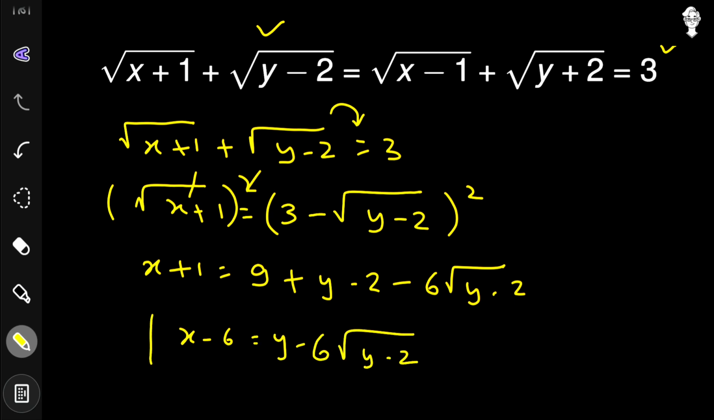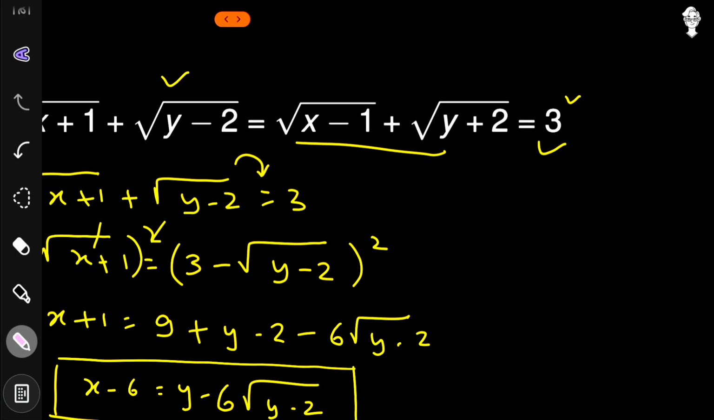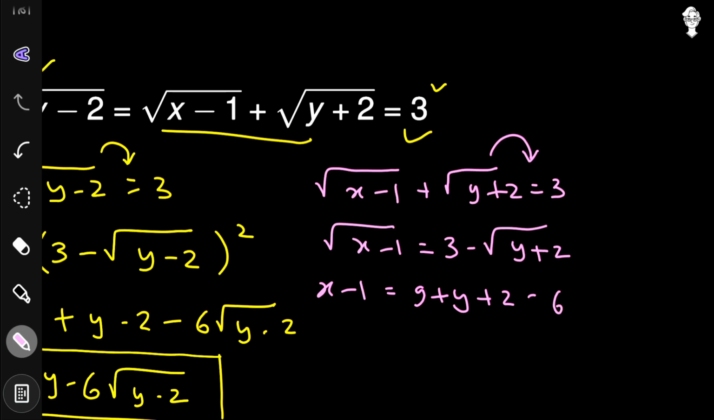So now I will keep this equation as it is, and now we'll compare this second thing is equal to 3. So the second one is square root of x minus 1 plus square root of y plus 2, and this thing is going to be equal to 3. Now we'll again shift this thing over there. So square root of x minus 1 is going to be equal to 3 minus square root of y plus 2. Now we'll square both the sides. So x minus 1 is going to be equal to 9 plus y plus 2 minus 2 into 3, 6 times square root of y plus 2. So now let us adjust the terms. So x minus 12 is going to be equal to y minus 6 times square root of y plus 2.